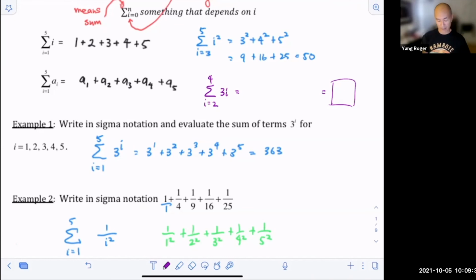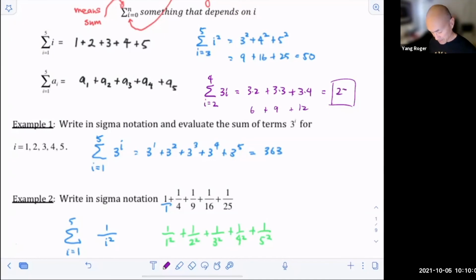So let me write it out for you. The very first term should be 3 times 2. The second term should be 3 times 3. And the last term should be 3 times 4. So that's going to give you 6 plus 9 plus 12, which gives us 27. And that's what you guys got. All right, great.